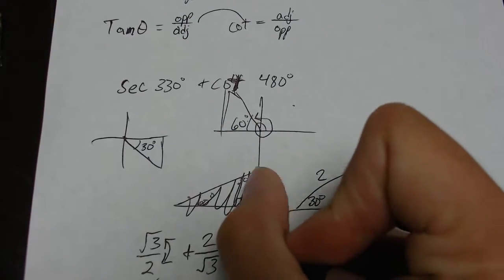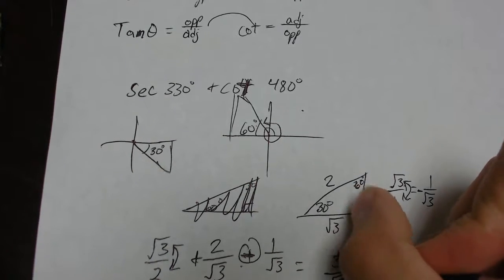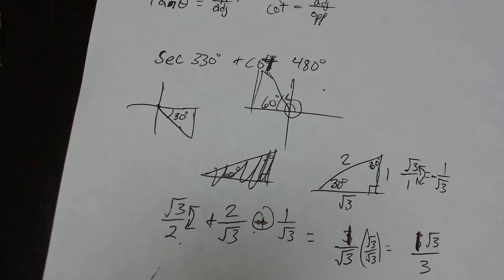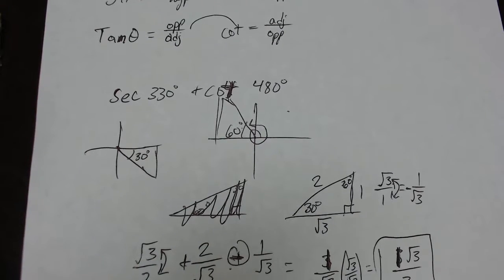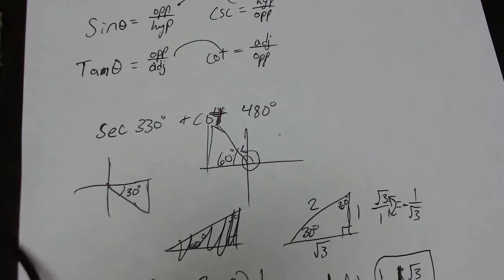So this should be a subtraction sign, which means instead of 2 plus 1, I should have 2 minus 1, which gives me 1 instead of 3. It gives me 1 root 3 over 3. So that's our final answer, 1 root 3 over 3. And that's how we evaluate reciprocal functions. We just have to learn 3 new words.